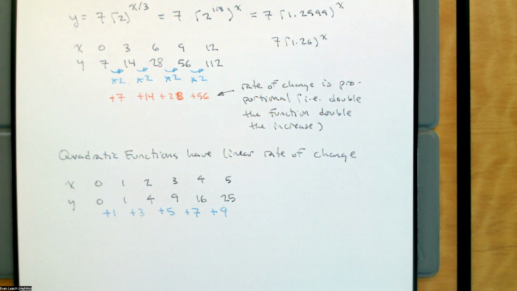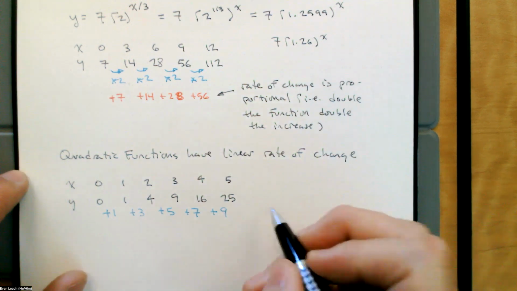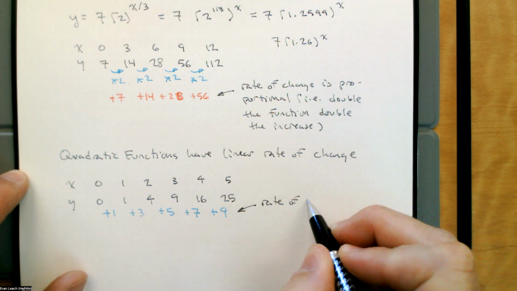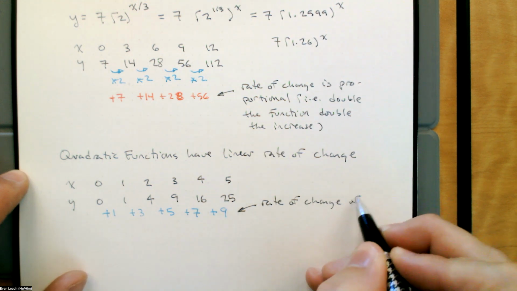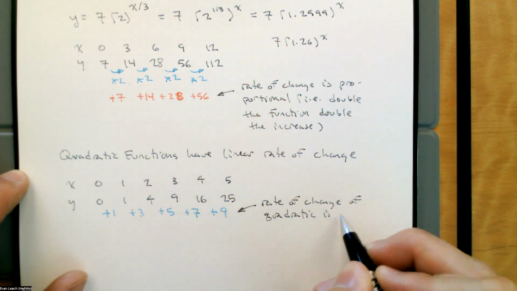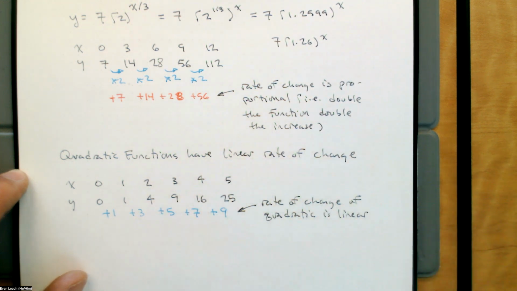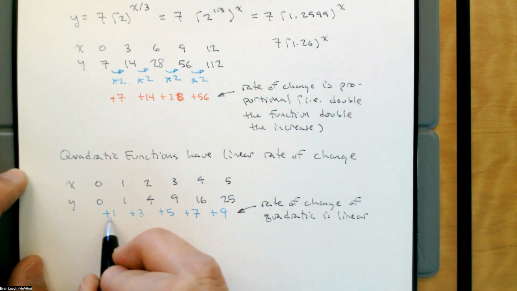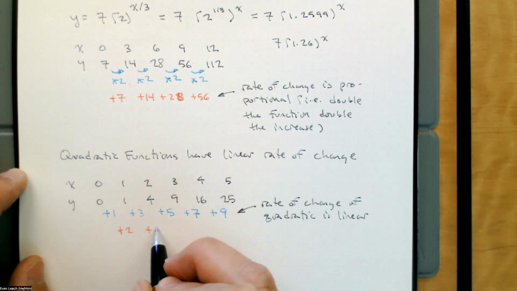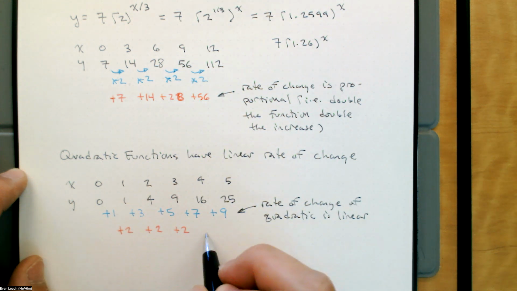But the rate of change of the rate of change is constant, and that means that the rate of change of the function is linear. So here, the rate of change of the quadratic is linear. Because one level down from this, from 1 to 3, the rate of change is increased by 2, from 3 to 5, from 5 to 7, and from 7 to 9.